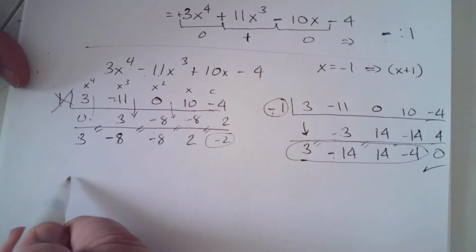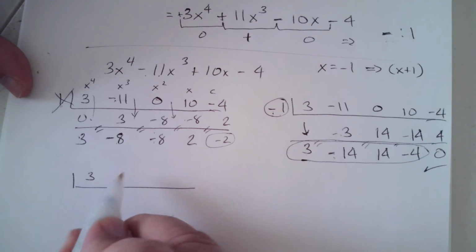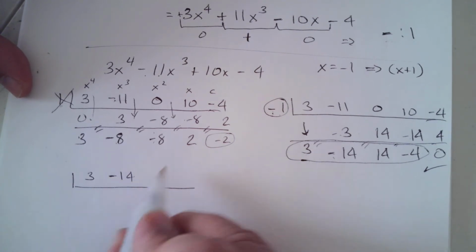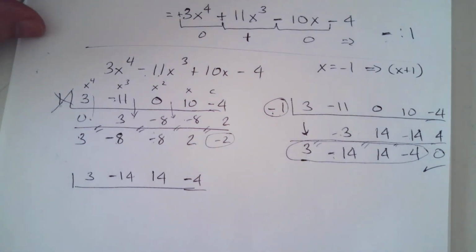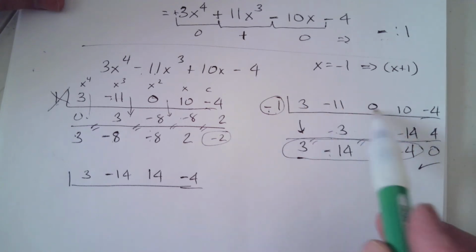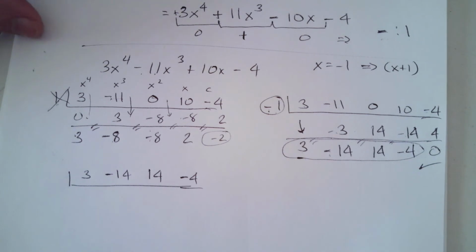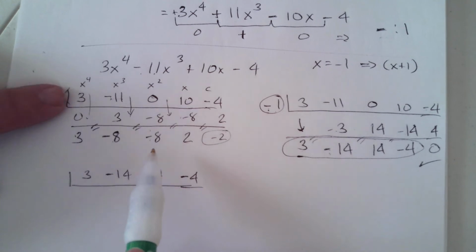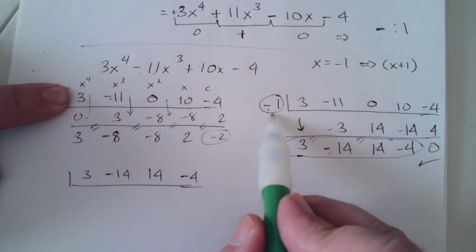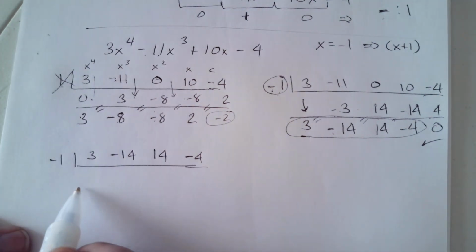Three, negative 14, 14, negative 4. Remember, originally we had 5 numbers. We found a solution, so one of them disappears. We only have 4. We know 1 doesn't work. It won't work ever. But since negative 1 worked here, it may have a multiplicity. So we try it again.